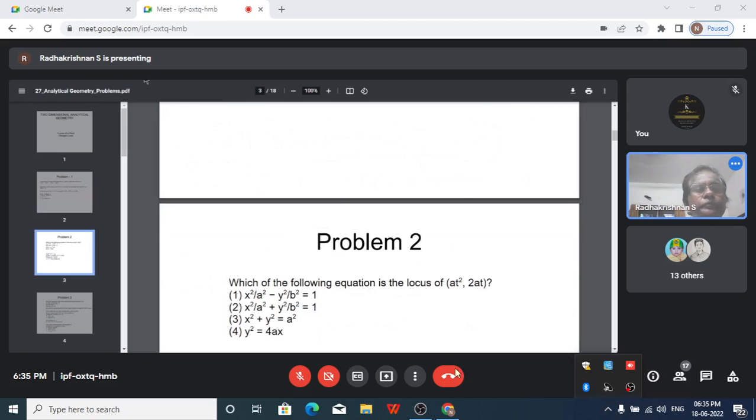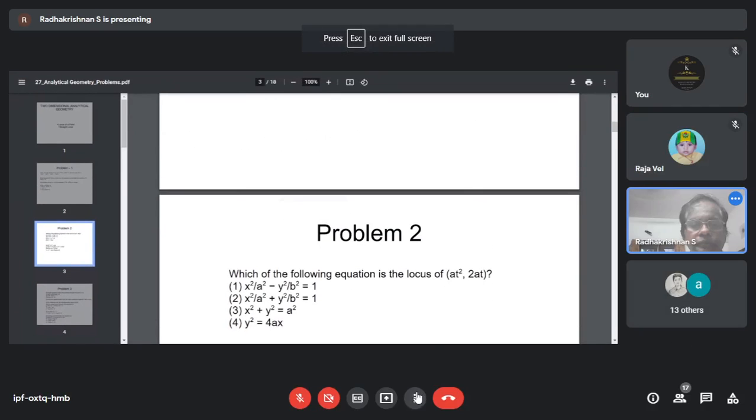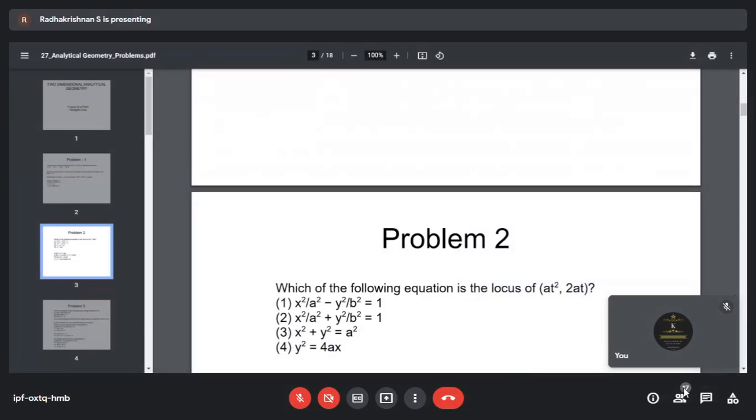Right. So who has done this problem? Which of the following equations is the locus of (at squared, 2at)? Okay, the same concept, we just saw it. Locus means the equation of the points satisfying this condition. So if there is a point (at squared, 2at), it is like (x, y). So it should satisfy the equation of this sort.